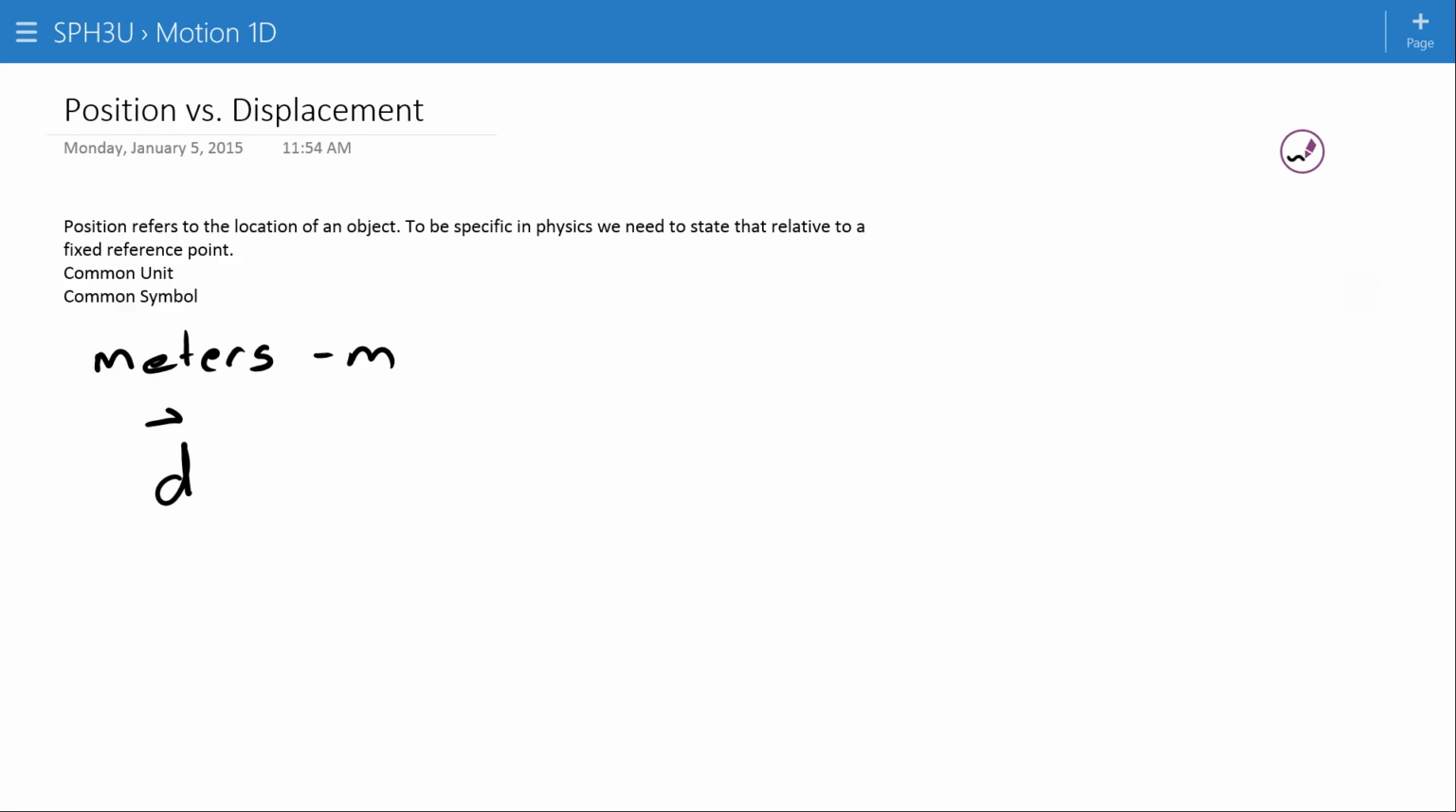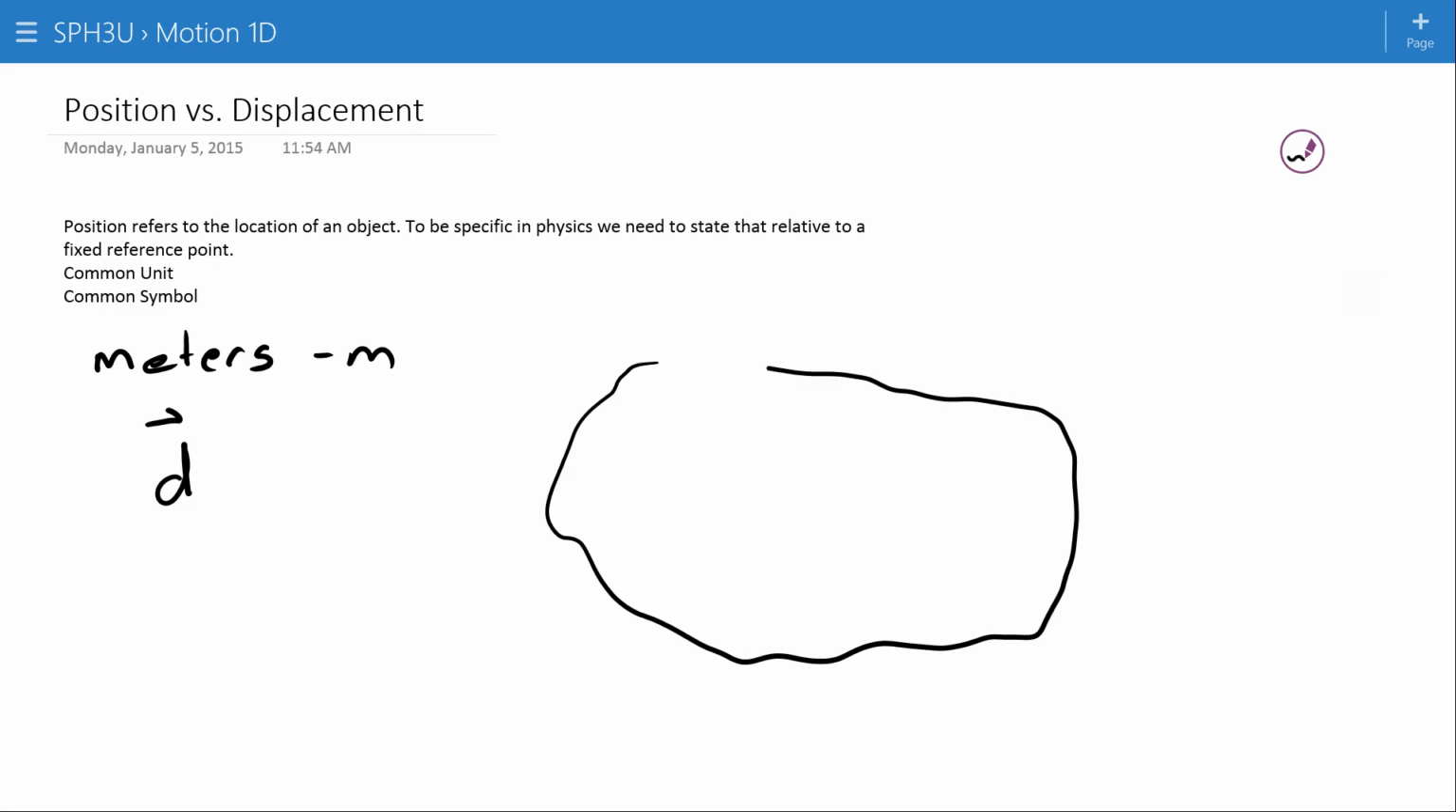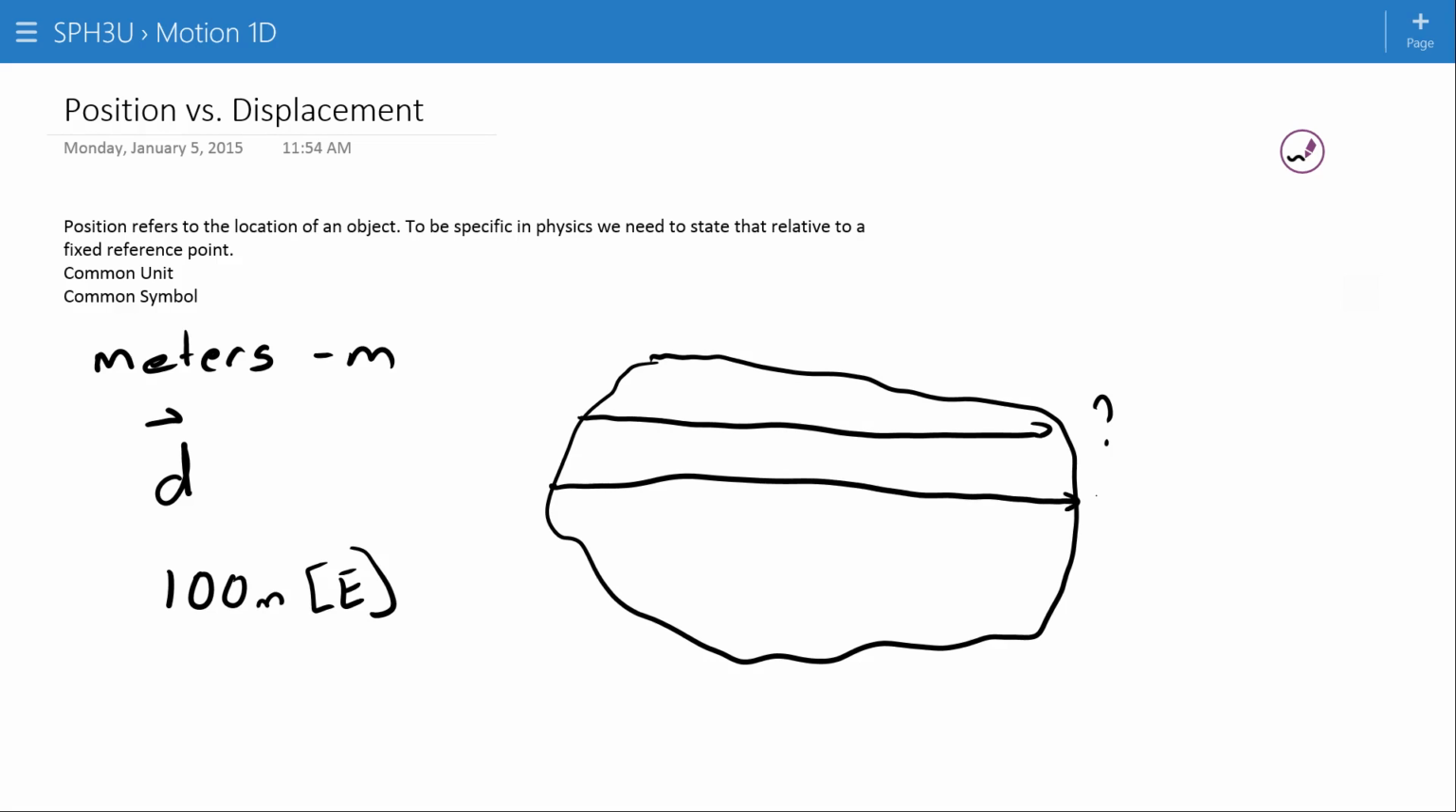So just to get at that point about the reference point, let's make up a little example here. Here's a lake of some sort. And what if I told you, for example, that the campsite is 100 meters east? Well, that could be really misleading, because imagine you started here and you went 100 meters east. It could be here, or if you didn't have a really good measure, it could be here. If you started here, you might think it's here, right? We need to have a fixed reference point that this 100 meters east is referring to.